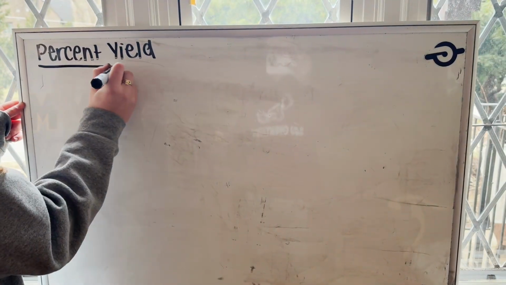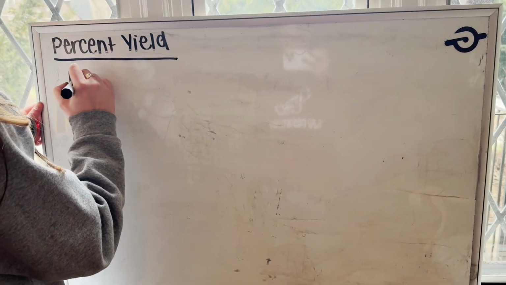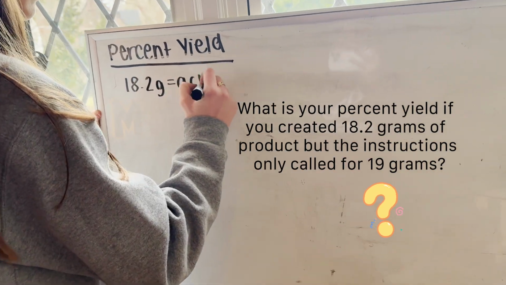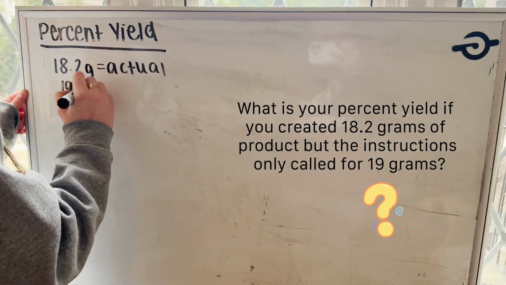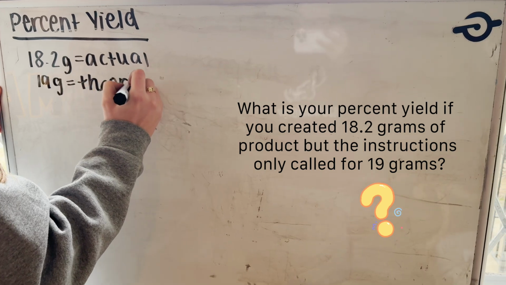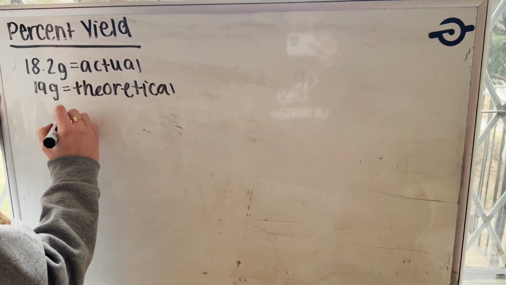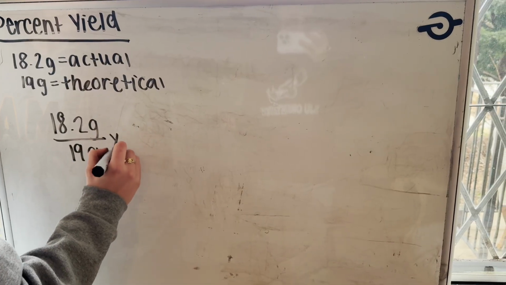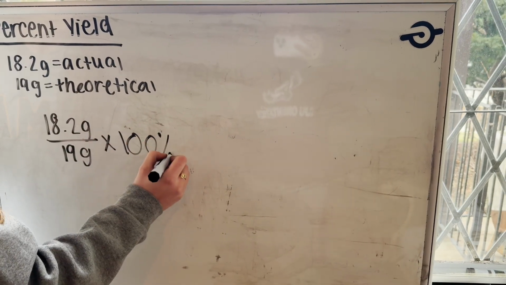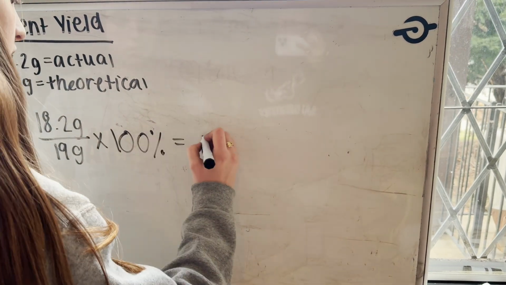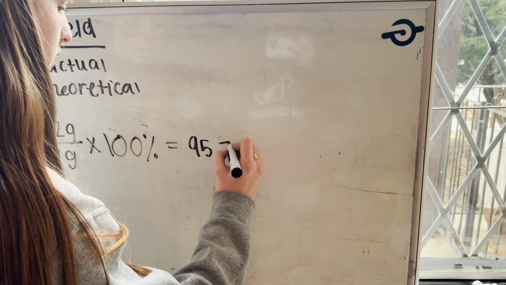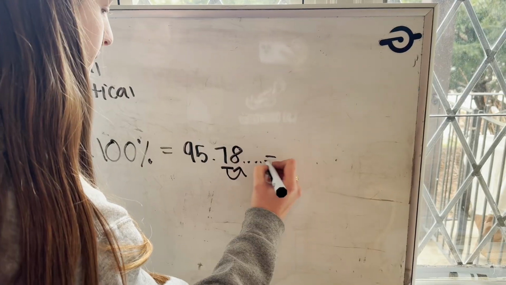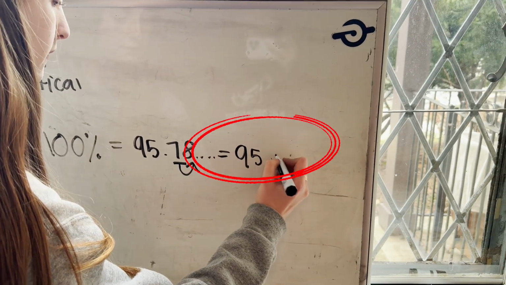All right, now we're going to do a percent yield equation. So you created 18.2 grams of a product. However, the instructions called for 19 grams. So what's going to be your percent yield? 18.2 grams is going to be our actual yield, which is going to go in the numerator, and 19 grams is going to be the theoretical yield, which is going to take the place in the denominator. We're going to multiply this by 100% to calculate percent, and then from that we should get 95.8%.